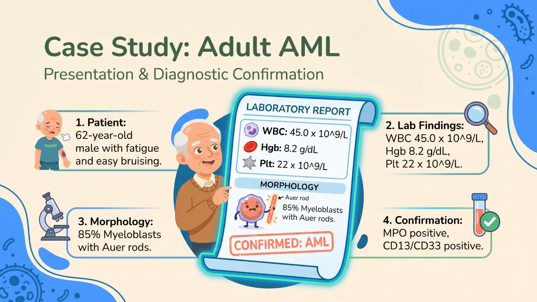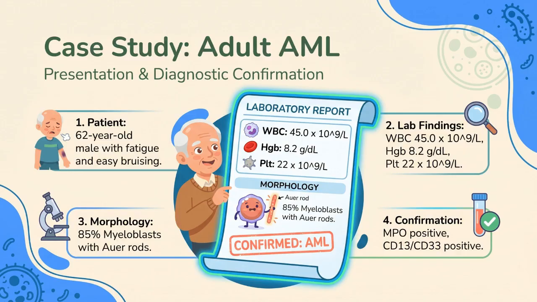A peripheral blood smear would again show anemia, thrombocytopenia, and the presence of blasts. However, in this case, the blasts would be myeloblasts characterized by slightly more cytoplasm, and crucially, the potential presence of Auer rods. These needle-like inclusions are the definitive morphological marker for AML. Diagnostic confirmation would follow a similar path, a bone marrow aspirate and biopsy, revealing hypercellularity with greater than 20% myeloblasts. Immunophenotyping would confirm the myeloid lineage, and cytogenetic analysis would identify specific AML-associated genetic aberrations.